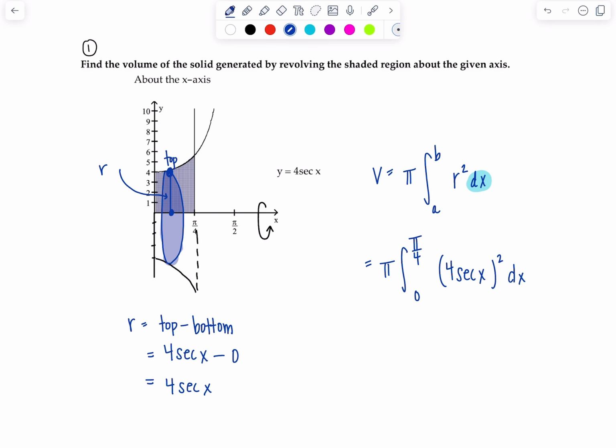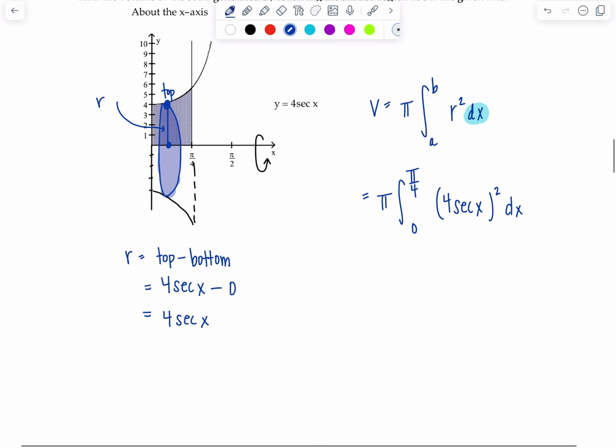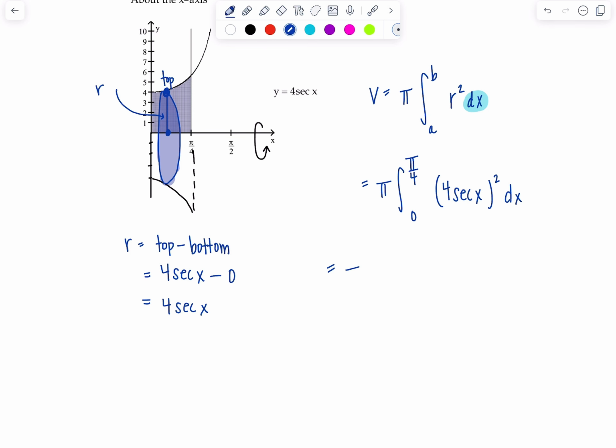How are we doing? Very good. Okay, let's clean up and then integrate this bad boy. So we've got pi integral 0 to pi over 4. Squaring everything, we have 16 secant squared x dx. Antiderivative of secant squared x is tan x. The 16 doesn't do anything. In fact, let's take it outside with the pi. And then I'm going to have tan x evaluated from 0 to pi over 4.